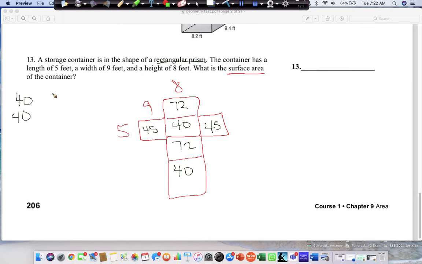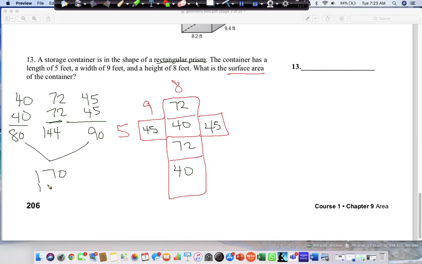So 40 and 40, 72 and 72, and 45 and 45. 45 and 45 makes 90. 72 and 72, we've got 4 here and 14, so 144. And then 40 plus 40 gives us 80. 90 and 80 gives me 170. And then we are adding that to 144, so 314. And this will be feet squared because it is talking about feet and we are talking about surface area. Remember, area is always going to be squared.